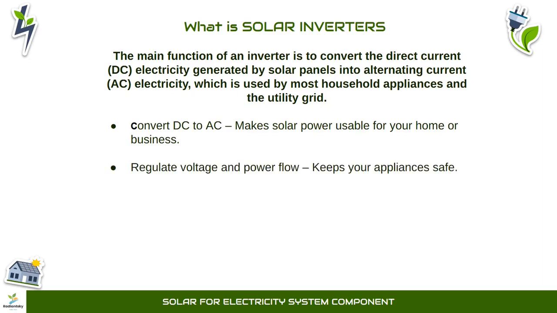It also regulates the voltage and power flow. This keeps your appliances very safe. For example, if there is an intensity of sun and the solar panel produces high voltage, the inverter will step it down, manage it very well, and give out the appropriate voltage or current that is needed to power devices. So that is what the inverter does.